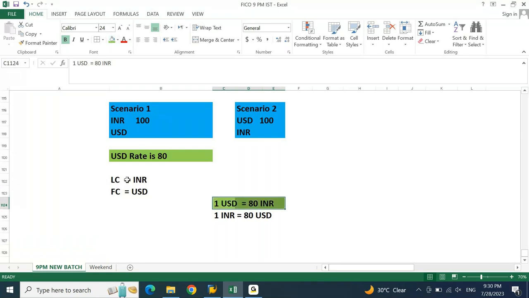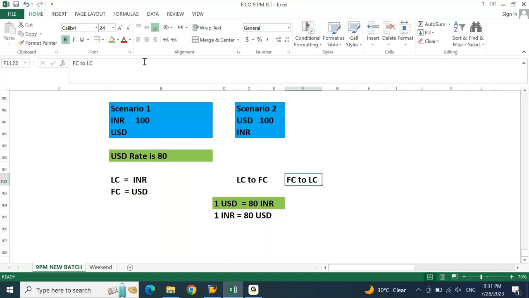Now let me put another point. Is this representing LC to FC or FC to LC? Which statement is this representing? FC to LC. Foreign currency to local currency or local currency to foreign currency? The first scenario is a foreign currency to local currency.